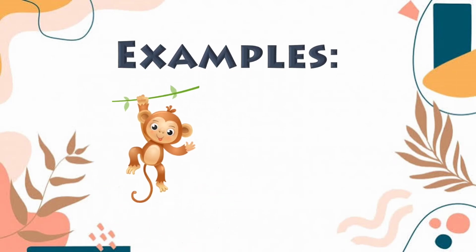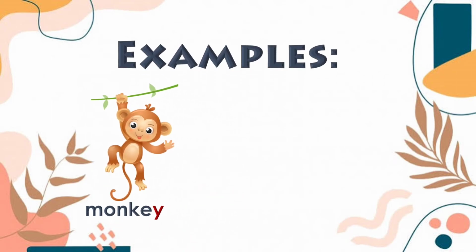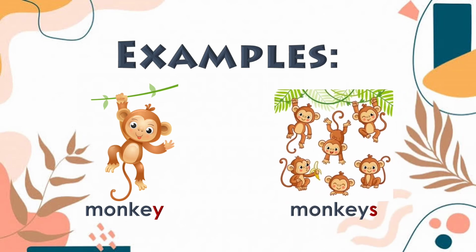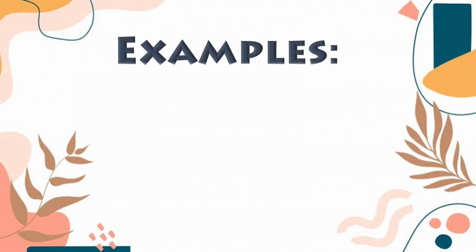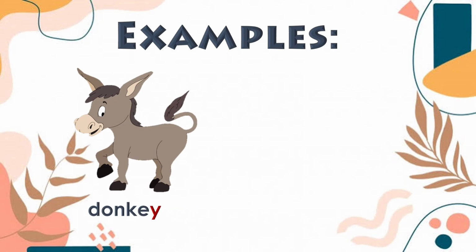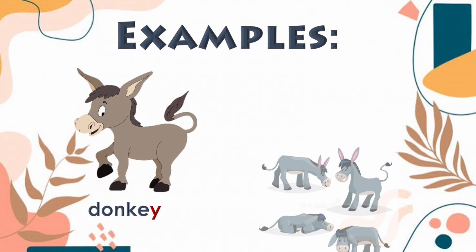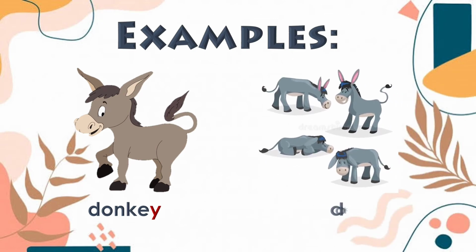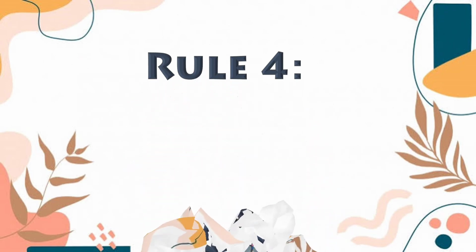Another example, we have here a count noun, monkey, and it also ends with letter Y. Therefore, we should add S to its name to make it plural. And last example, we have here a donkey, and it also ends with letter Y. Therefore, we should add S to its name to make it plural. So it will become donkeys.